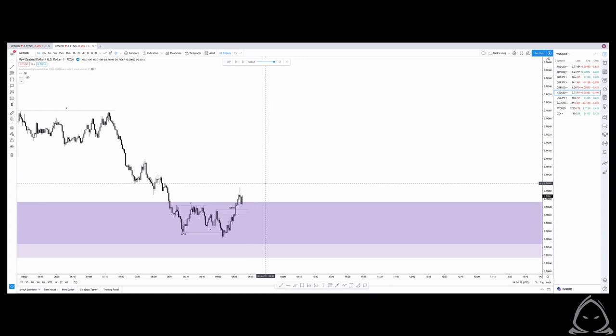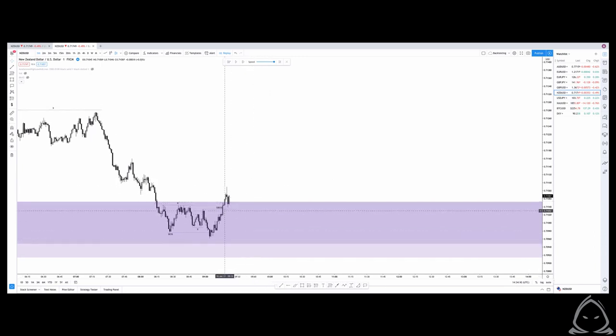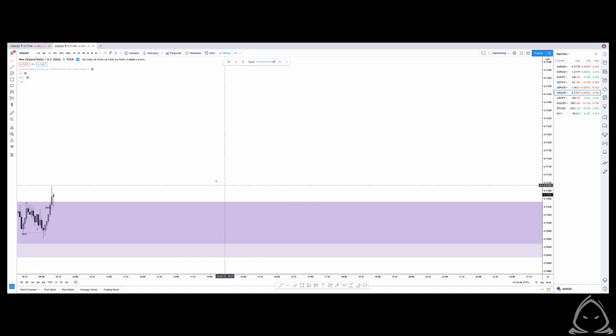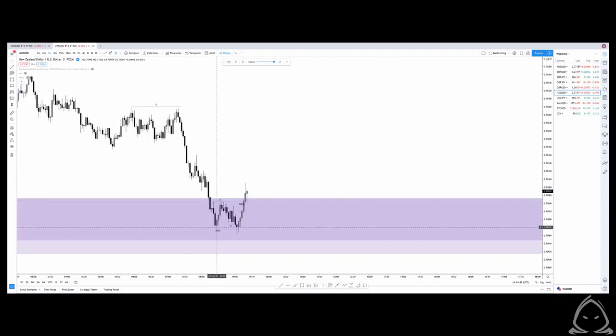For me personally, I would like to see more, purely because this is just one break of structure on a 1 minute time frame. If you go on the 3 minute, yes, it looks like we've broken structure, but as you can see here, we've pretty much just wicked these lows and swept liquidity. So I wouldn't be happy to risk my capital on this.